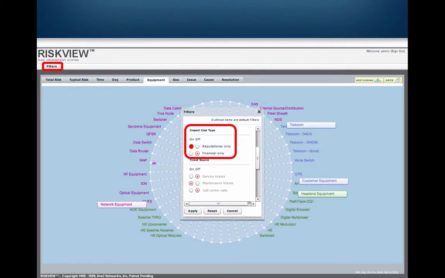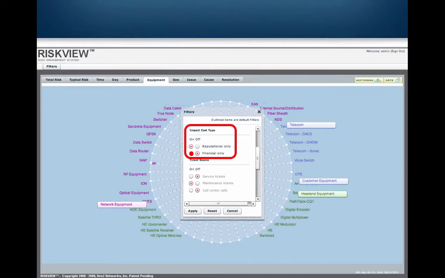Reputational risk is defined as a composite of total outage minutes, the number of customers affected, and the number of products affected, because nothing damages your reputation more than service outages. After that, we'll look at the same data through the financial risk filter. Financial risk is defined as the actual cost of outages, large and small, to your business's bottom line.